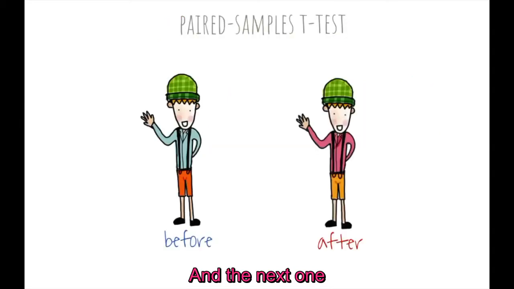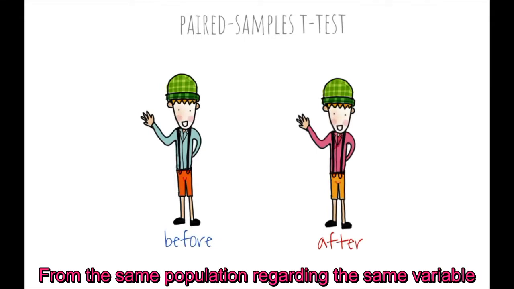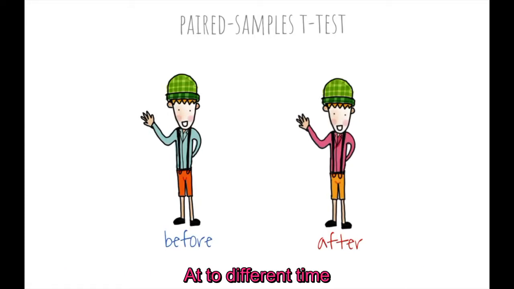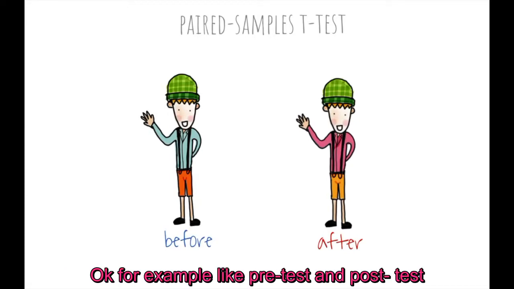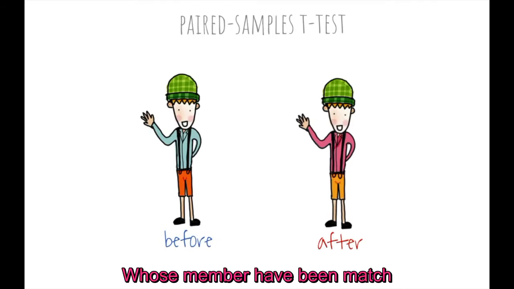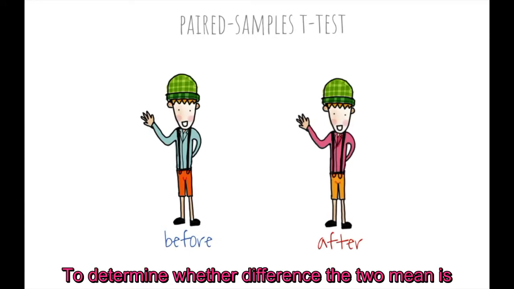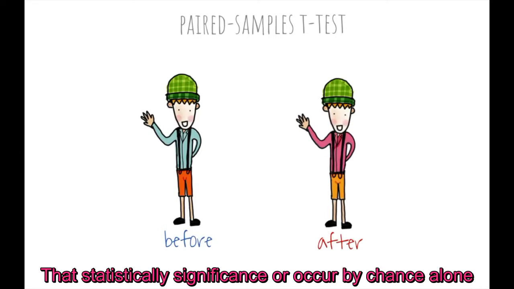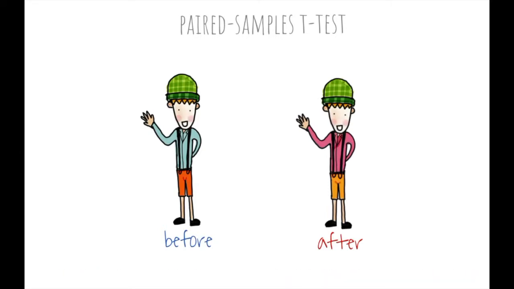And the next one is called the paired sample t-test. A paired sample t-test compares two sample means from the same population regarding the same variable at two different times, for example, a pre-test and post-test. Or it compares two sample means from different populations whose members have been matched, to determine whether the difference between the two means is statistically significant or occurred by chance alone.